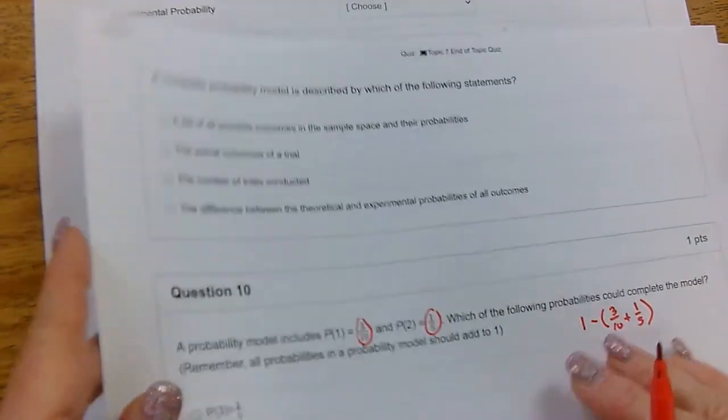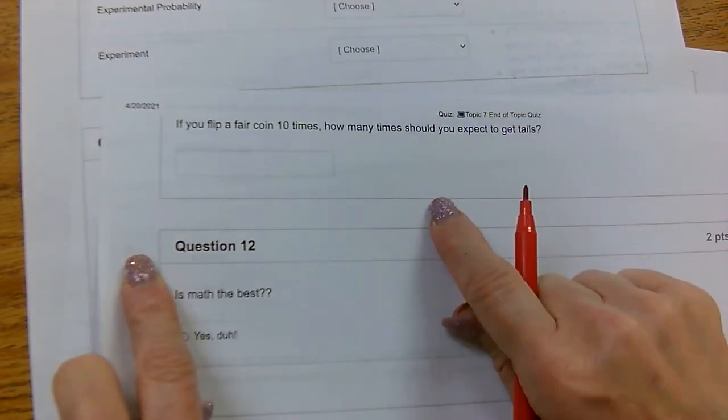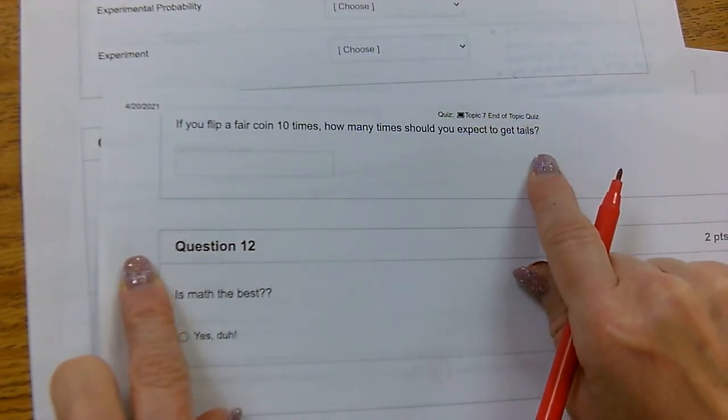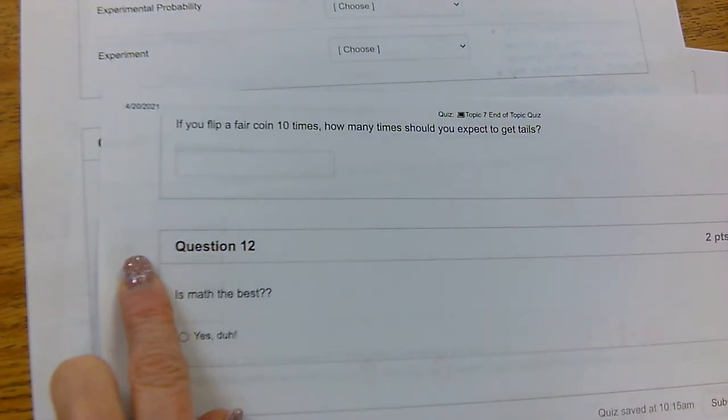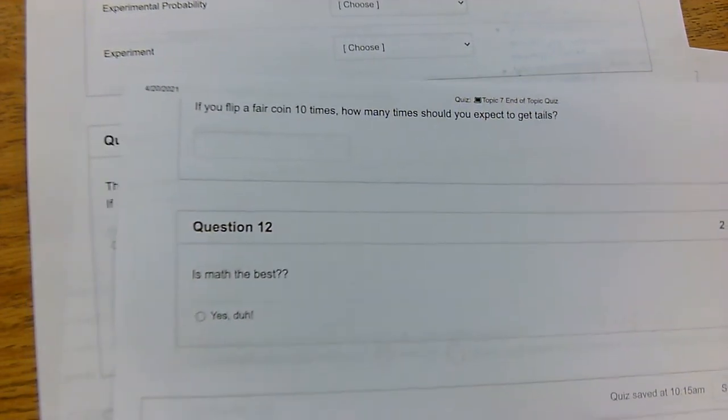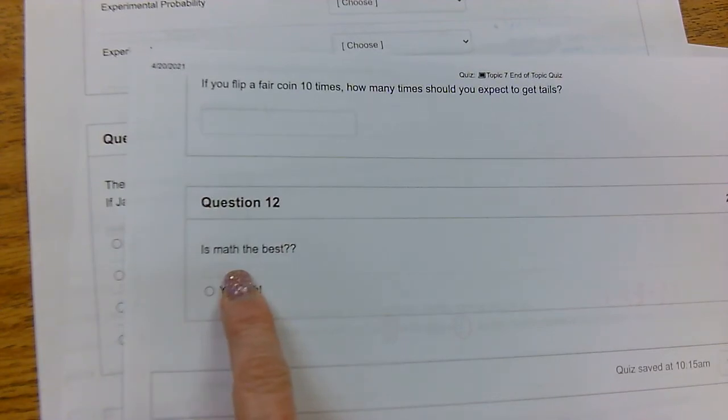On question 11, if you flip a fair coin 10 times, how many times should you expect to get heads? Don't forget how many sides there are to a coin and what would be the fair amount. It doesn't want a fraction here, it wants a number, like how many times you get it, okay? And then if you can't answer this one, too bad. It says, is math the best? There's one answer only here.